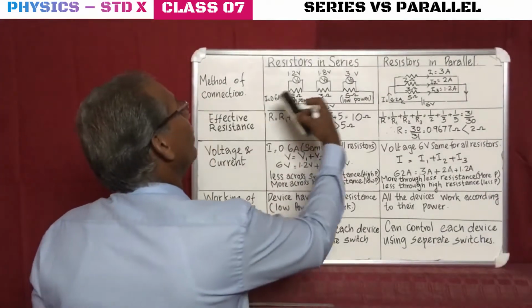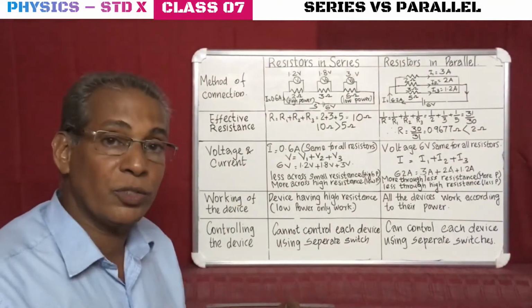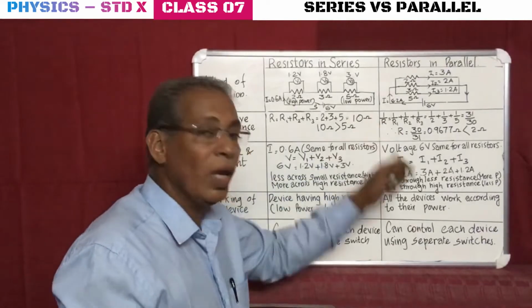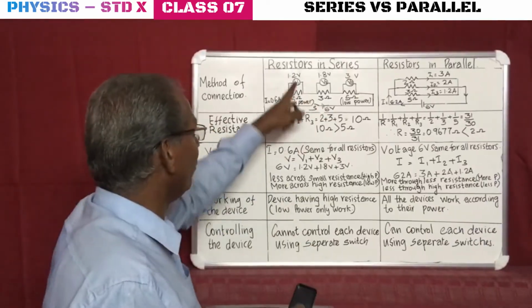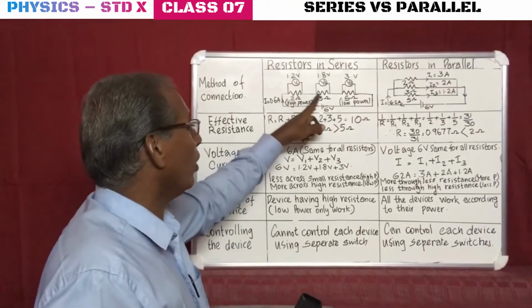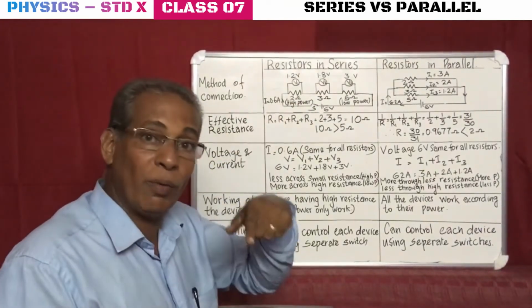If we connect the switch anywhere, once the switch is on, all will work. Once the switch is off, all will be off. This is the disadvantage of series connection. It cannot control an individual device.